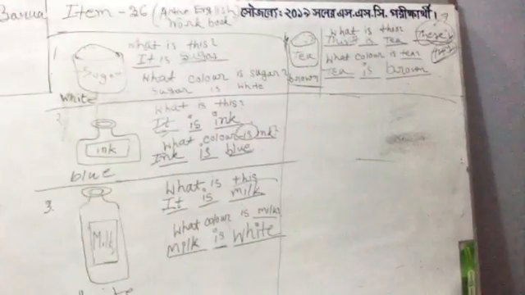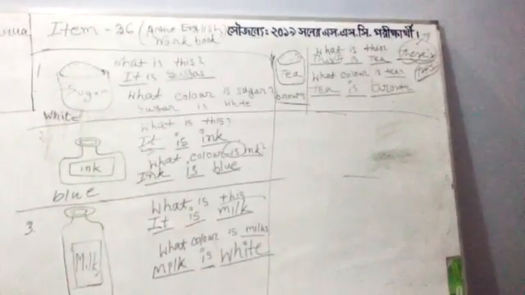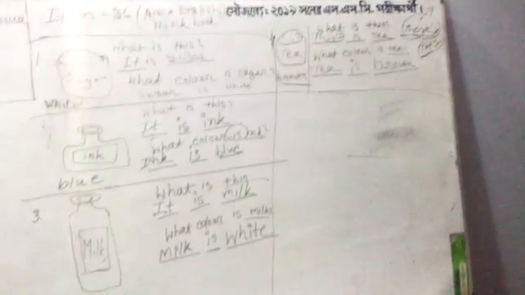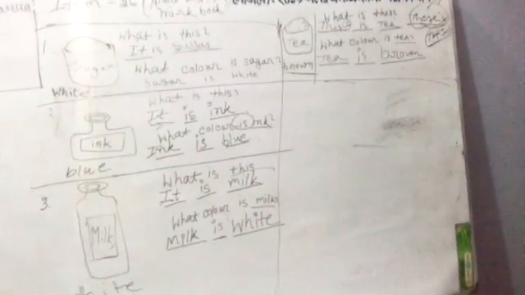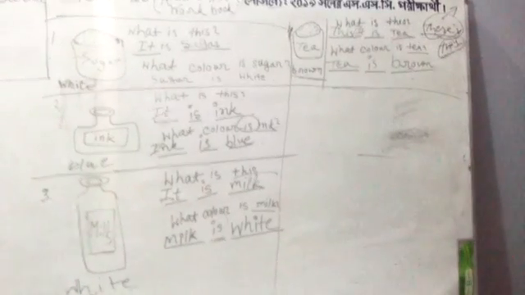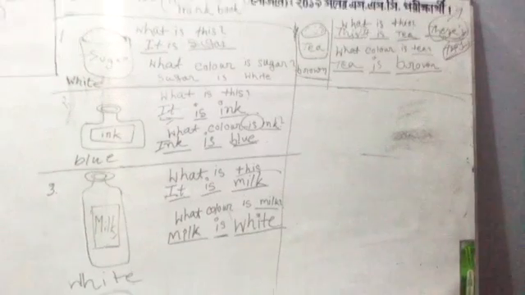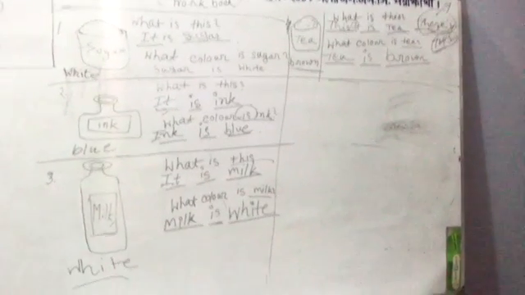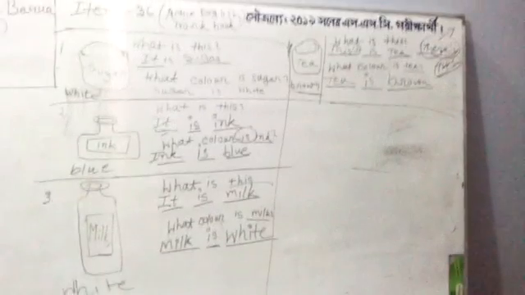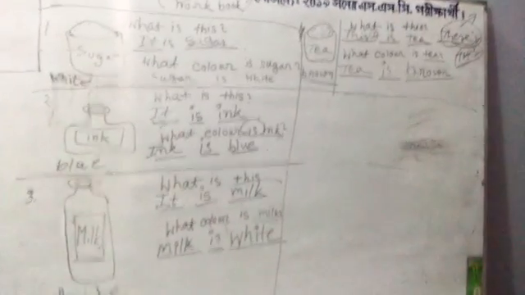Then number two, it's a bottle of what? It's a bottle of ink. So we will write, what is this? It is ink. As I see, it's a bottle of ink, so I have to write it is ink. What color is ink? Here the color of the ink is blue, so you have to write down ink is blue.